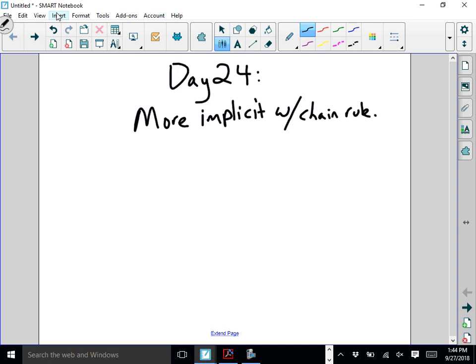All right, today we're going to look at more implicit differentiation, but we're going to mix in the chain rule a little bit. So what I want to do is I'm gonna go through three problems. One, just find dy dx. One, find the slope of the tangent line. One, write the equation of the tangent line to the curve. So let's start with the first example. We have this function, or not function, I keep saying function. We have this curve.